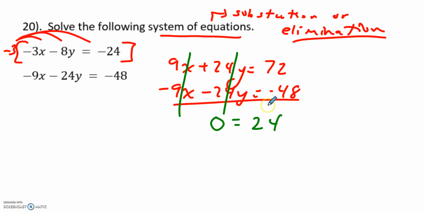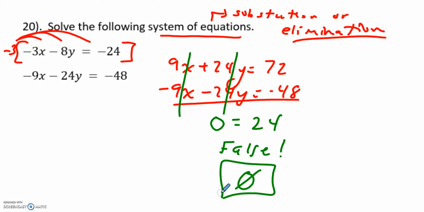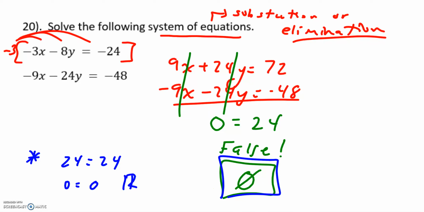When you get a statement like this and all your variables cross out, 0 equals 24 is a false statement, which means that my answer would be no solution, or that no values of x or y could work to make this true. Now remember, as a side note, if you had gotten something like 24 equals 24 or 0 equals 0, these statements would be true, which means that your answer would be all real numbers. Now, this is not the answer to this one. The answer is no solution, but please just remember that as an option as well.